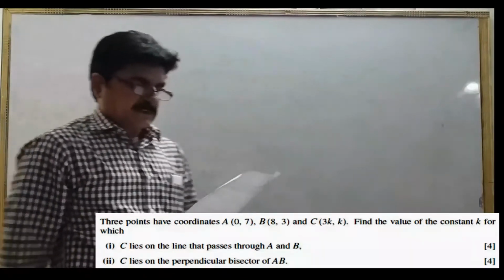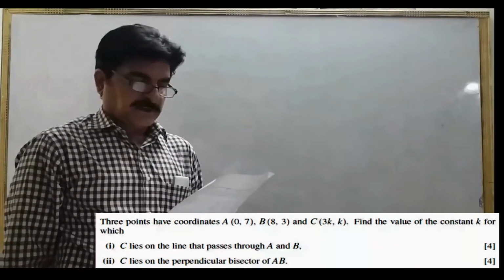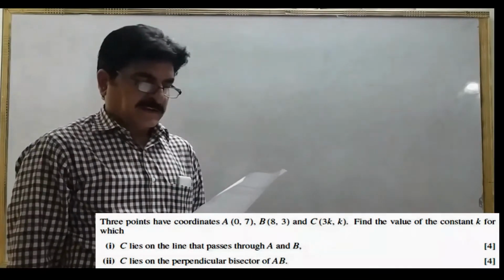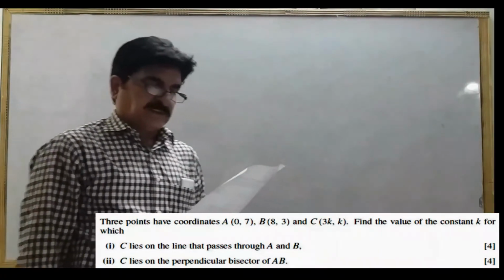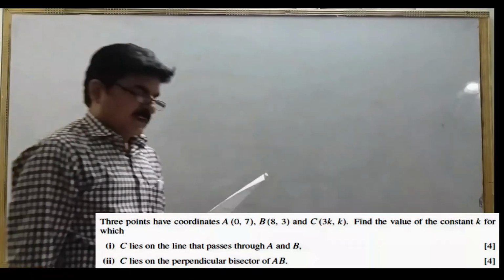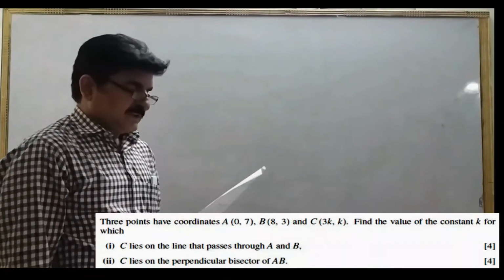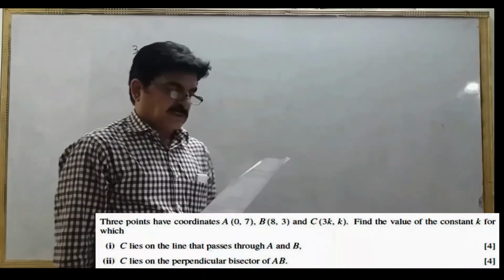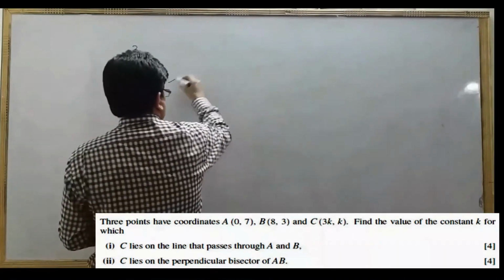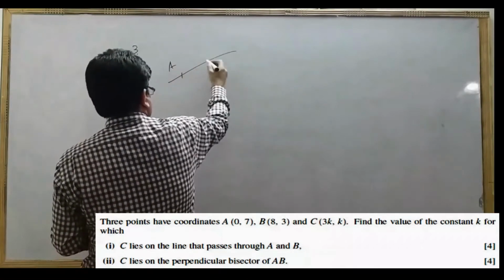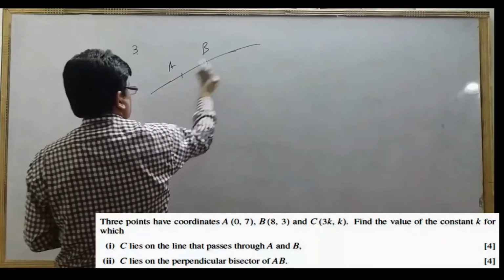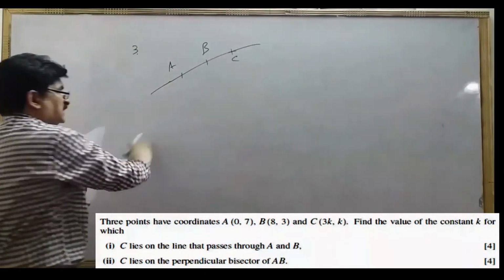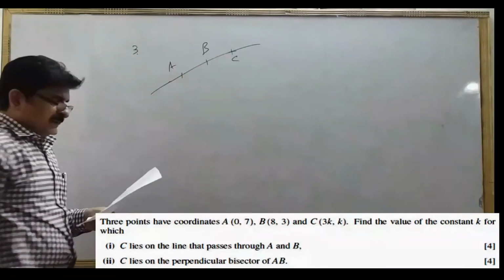Now please again read the question. Three points have coordinates A(0, 7), B(8, 3), C(3k, k). Find the value of the constant k for which C lies on the line passing through AB. This means that the three points A, B, C may be anywhere on this line. For example, C may be here, anywhere on this line.